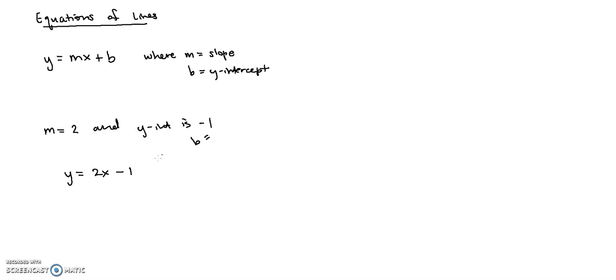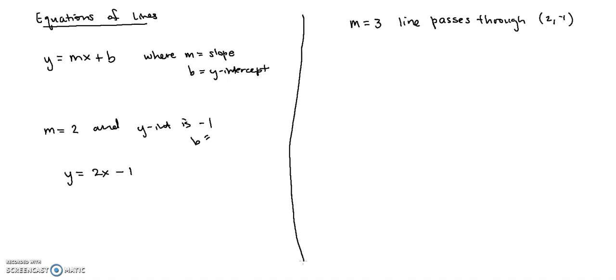Now, typically we don't have this information, unfortunately, to put into the equation, so we might have to do a little bit of work. Let's say that we know the slope is 3, and the line passes through the point (2, -1). So the slope is 3, and the line passes through (2, -1). We need to make a line from this.